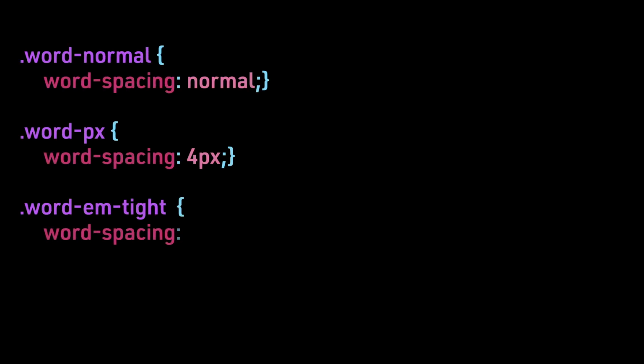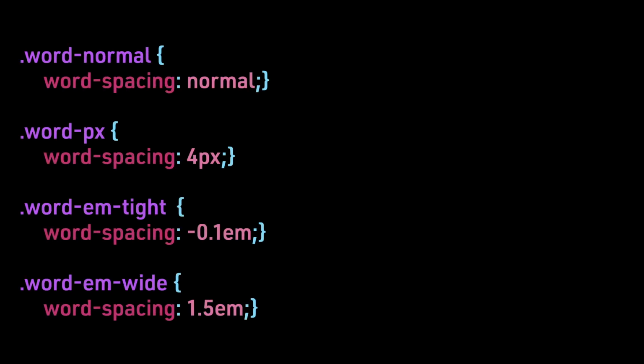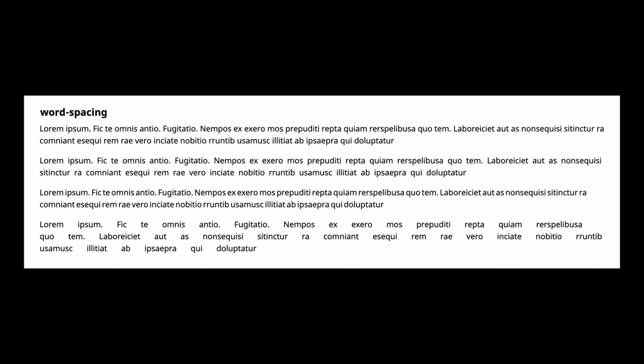Here's the CSS for word spacing. Similarly, in the word spacing example, we are looking at examples of normal, too tight, and too wide, so you can see the difference. This is how this would display.